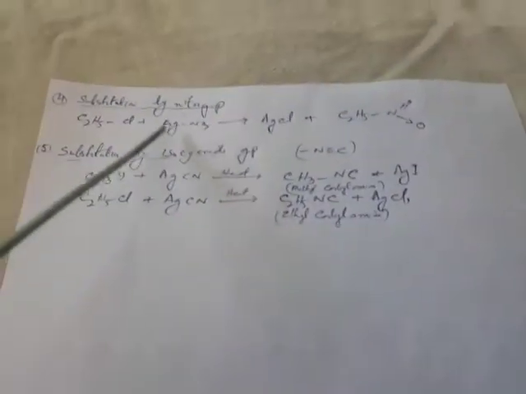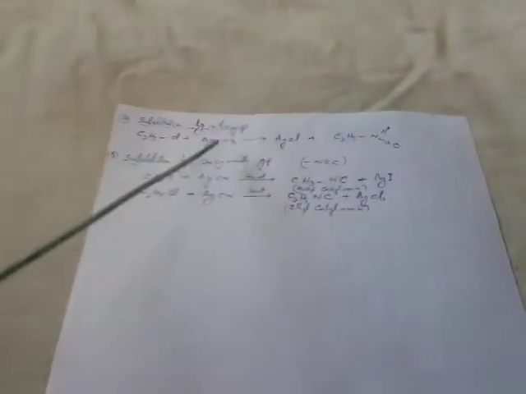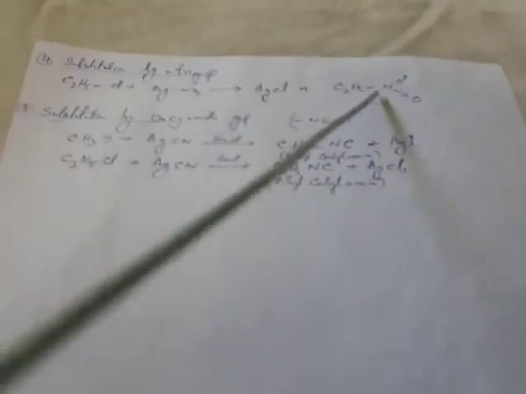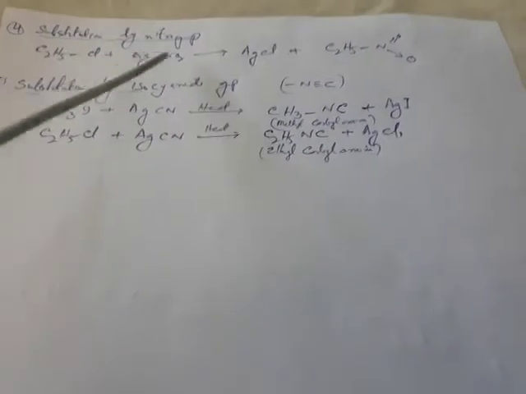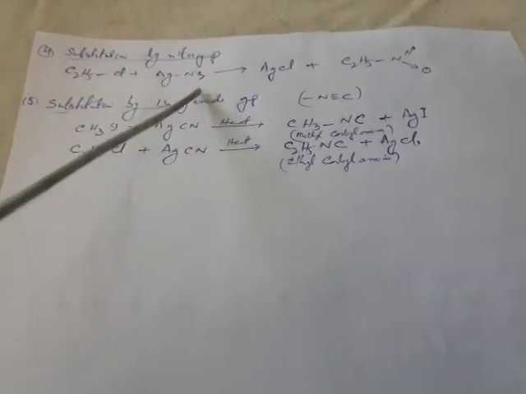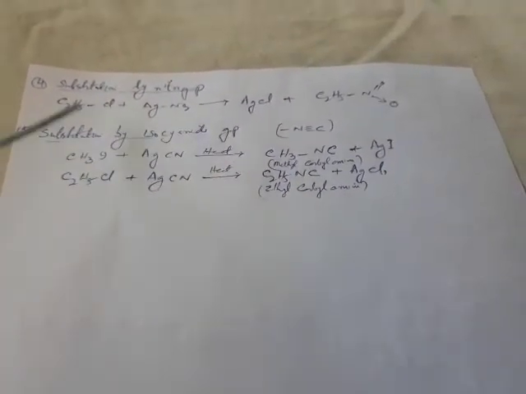Then we have a substitution by nitro group. This is another type of nucleophilic substitution reaction. In this case, alkyl halides, when treated with silver nitrite, give rise to the formation of nitroalkanes. This reaction is used for the synthesis of nitroalkanes. Here we see ethyl chloride, when treated with silver nitrite, nitroalkanes are formed.